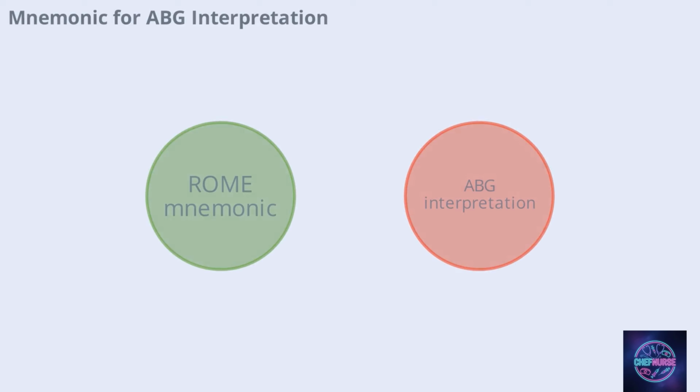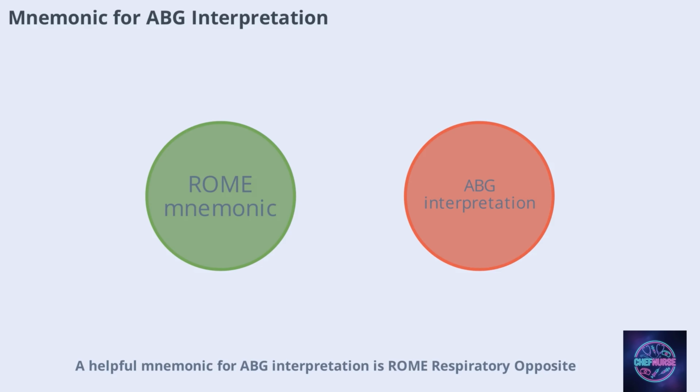A helpful mnemonic for ABG interpretation is ROME: respiratory opposite, metabolic equal. If pH and PaCO2 move in opposite directions, it's a respiratory disorder. If pH and HCO3 move in the same direction, it's metabolic. Using mnemonics can make it easier to quickly identify acid-base imbalances on the NCLEX.